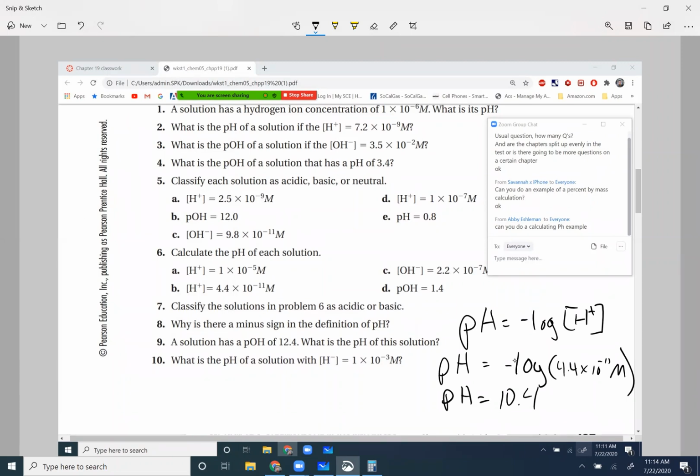And then, of course, is this acid or is this base? Remember that acid is 0 to 7 on the pH scale, and base is 7 to 14 on the pH scale. And then it's reversed on the pOH scale. So pOH of 10.4 would be acidic. So this is pOH, so this means that we have a base.